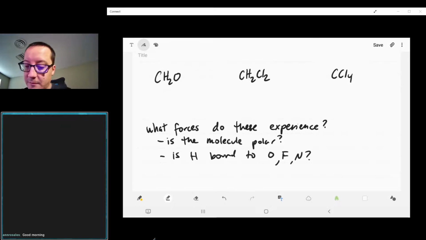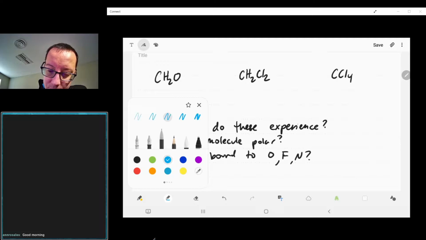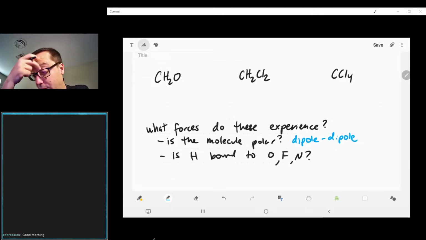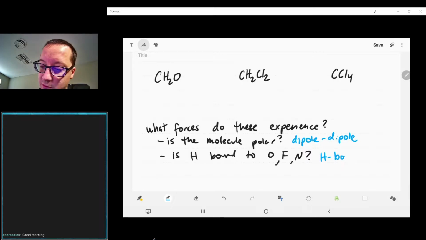Okay, fine. Stay there. So these are kind of the questions we have to ask ourselves. If it is polar, we know it can then do dipole. And if there is a hydrogen bound to one of those three elements, then we can also do hydrogen bonding. But we also know, without needing to do Lewis structures, that everything here can do London dispersion forces.